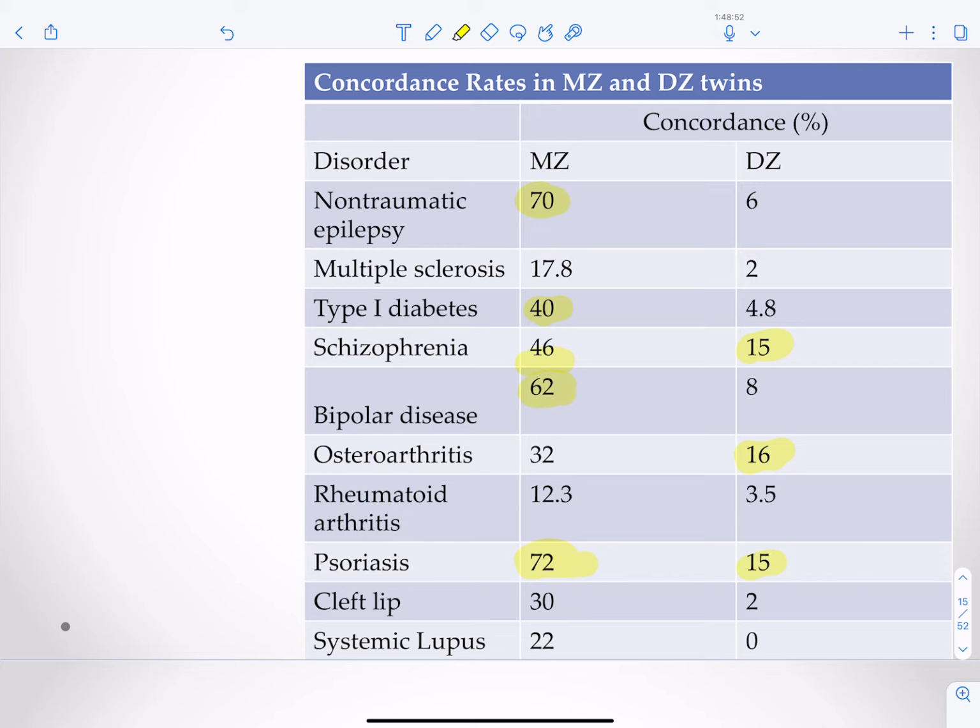So you can see with epilepsy, non-traumatic epilepsy, monozygotic twins have a concordance of 70, which is very high. So that means it has a very high genetic influence. And then also type 1 diabetes is relatively high, and that has to do with their HLA alleles. Schizophrenia, bipolar disease are going to be relatively concordant, so they have a strong genetic influence. And then psoriasis also has a very strong genetic influence.